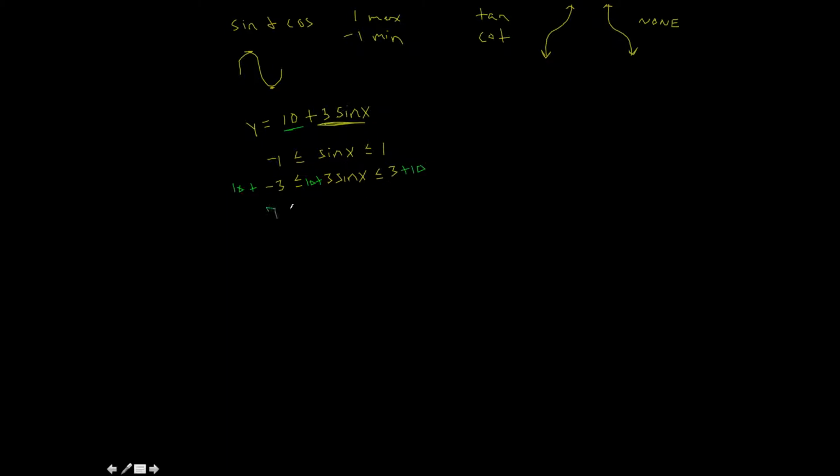So we have 7 is less than or equal to 10 plus 3 sine x, which is less than or equal to 13. So what does this tell me? It tells me my maximum value for y is going to be 13, and my minimum value for y is going to be 7. Max 13, min 7. Okay? Now, what about this one?